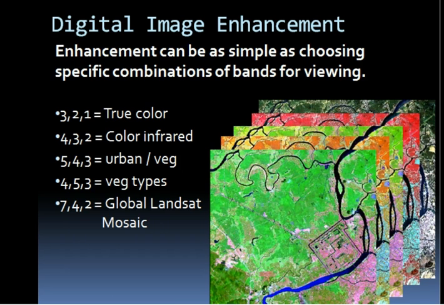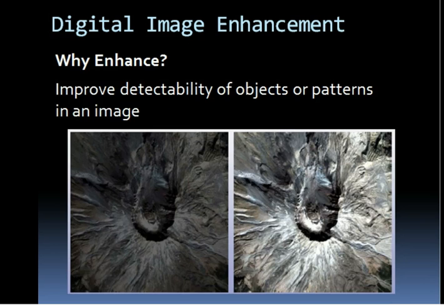The simplest enhancements really don't change the actual data values in the image at all. It's just changing how you're viewing the image. And that could be as straightforward as just selecting a different set of bands to apply to your color guns for viewing the image. Another example of a strictly visual enhancement, again, meaning that we're not changing the data values, is how we can adjust that contrast stretch within our image to be able to see things more clearly.